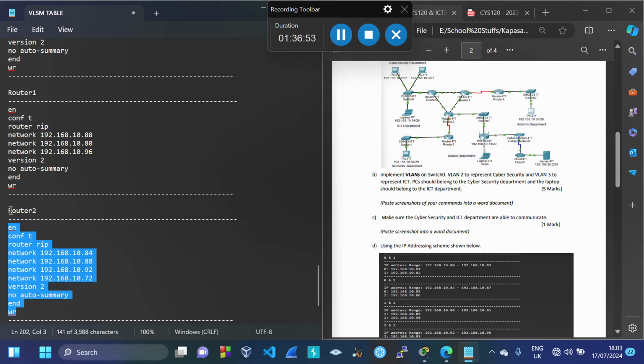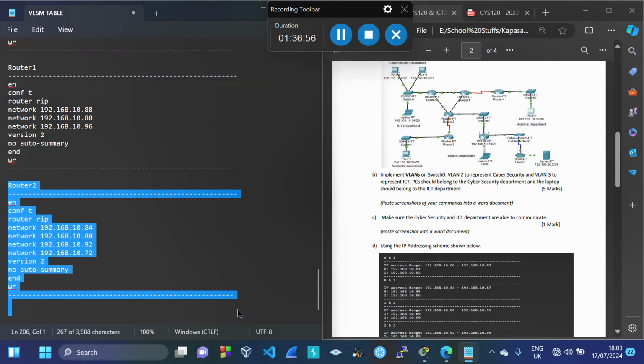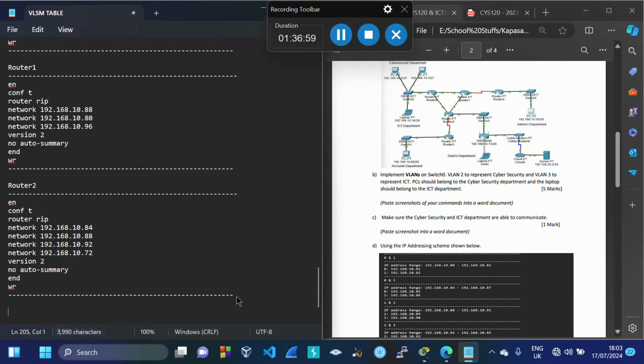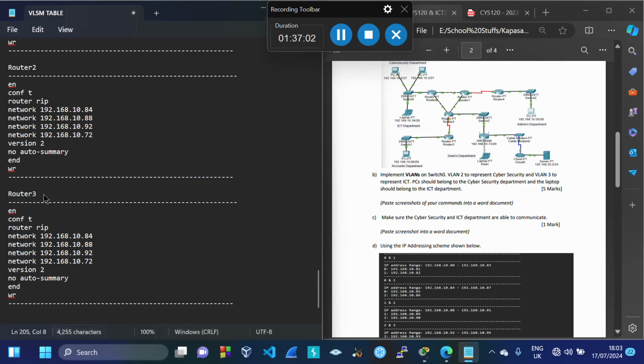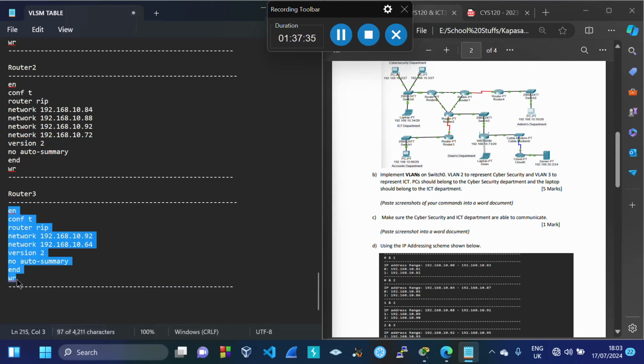We target router 3. So I'll copy this, then target router 3. Router 3 is only connected to 2 things, router 2 and the accounts department. So I'll just leave 2 things, get rid of this. The connection between 2 and 3, we are saying it's 92. So 92 is just okay. But the connection which is going to the accounts department, we said it was 64, which was the network for the accounts. Okay, so those are the only things we can broadcast.